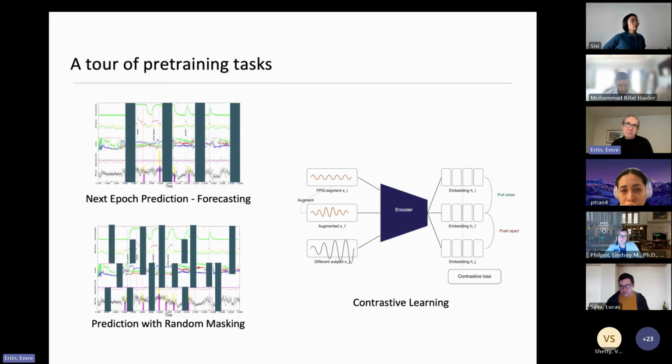So that's sort of what we call prediction with random masking. So we mask, we delete some of our signal and try to use all the other signals around that window to try to predict that channel at that time, giving us some ability to do cross-channel inferences as well. And again, both of these don't require any labels. Just the data itself allows you to train these.